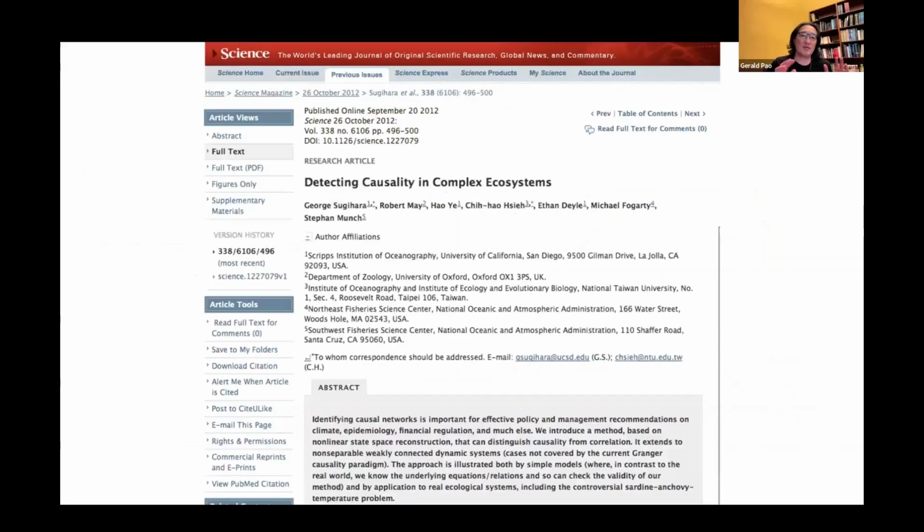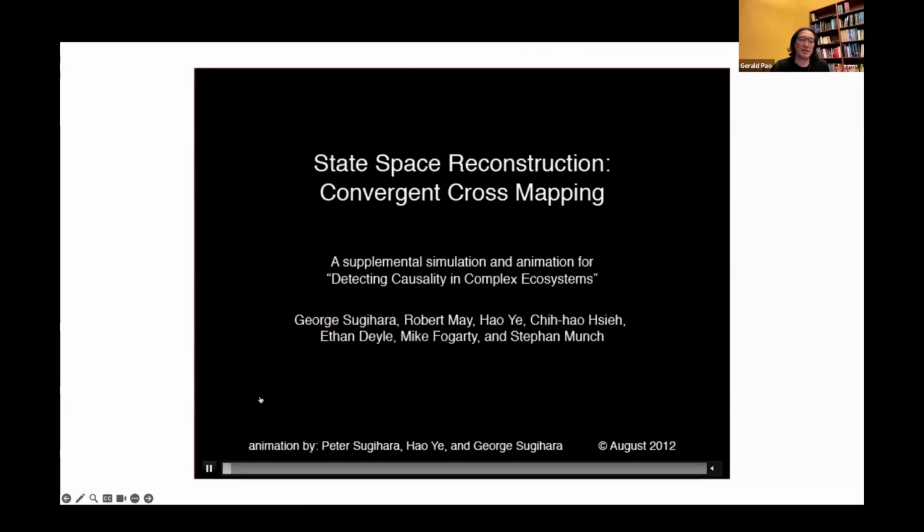This becomes important because in 2012, there was a paper in Science, in theoretical and quantitative ecology, about a method invented by George Sugihara called convergent cross-mapping. This method allows you to take time series and, using Takens' theorem, find cause and effect relationships between time series. So how does this actually work?